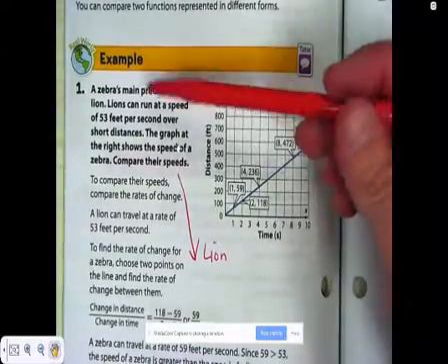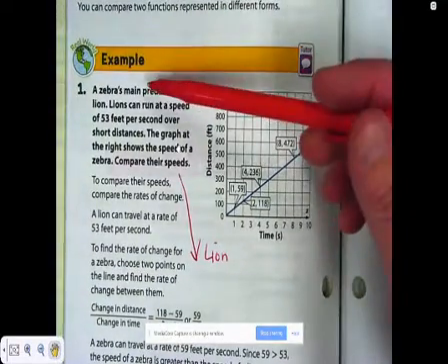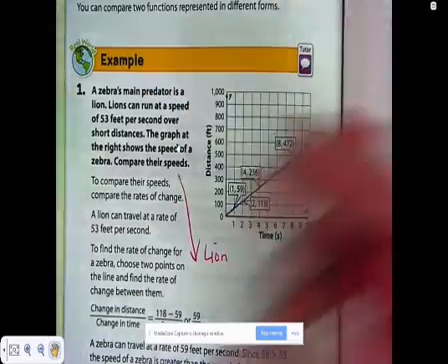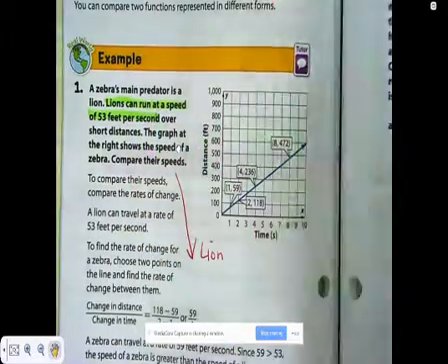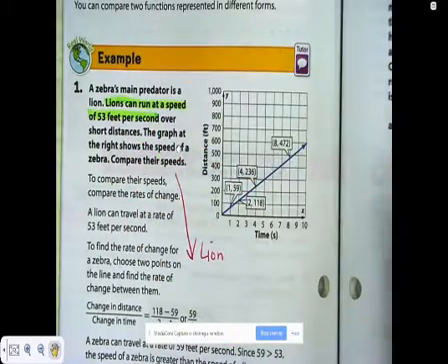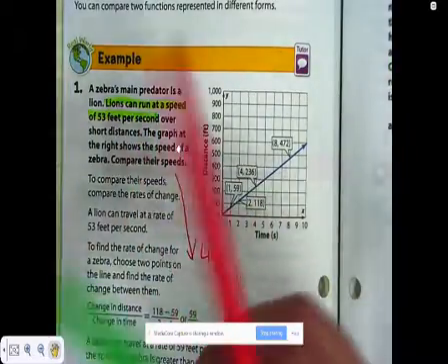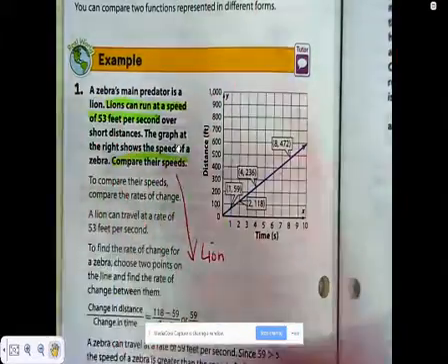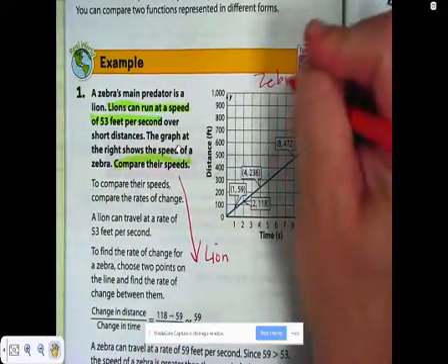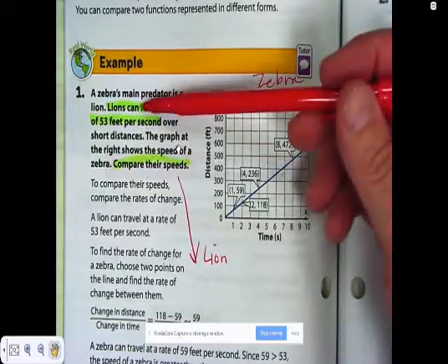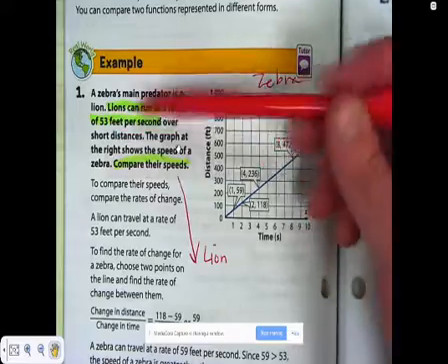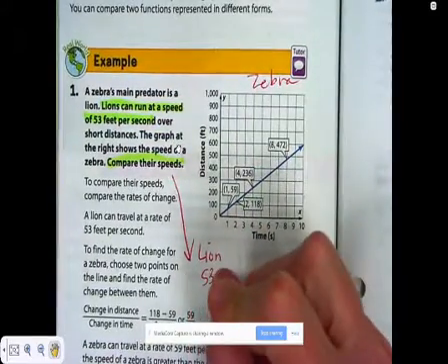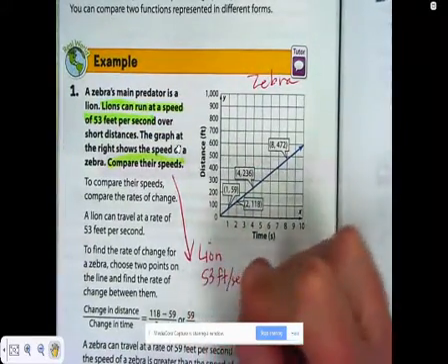So number 1, a zebra's main predator is a lion. Lions can run at a speed of 53 feet per second. So we've been given information about a lion. And it says the graph at the right shows the speed of a zebra. Compare their speeds. Okay, so here's a zebra's speed. So we've already been given the unit rate, the slope. He runs 53 feet per second. So 53 feet per second is the lion.